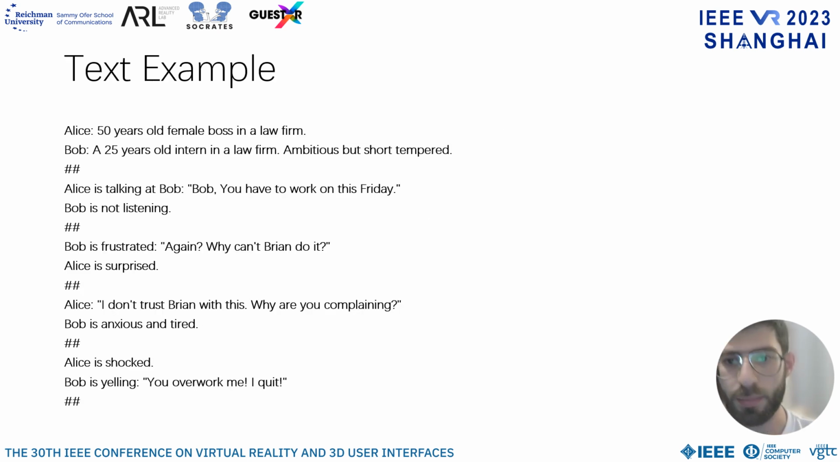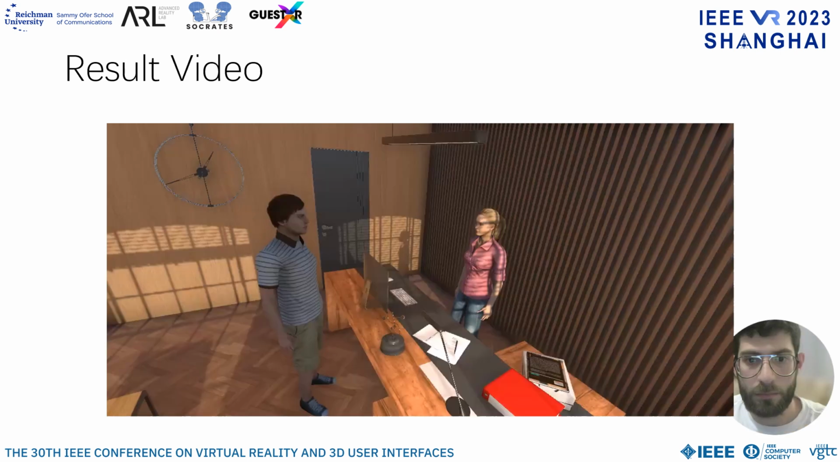This is a small script I wrote 2 days ago. It describes Alice and Bob. It's a description of two avatars and a very small conversation between the two of them. And after feeding this into Inceptor, this is what I got. So let's see what Inceptor created.